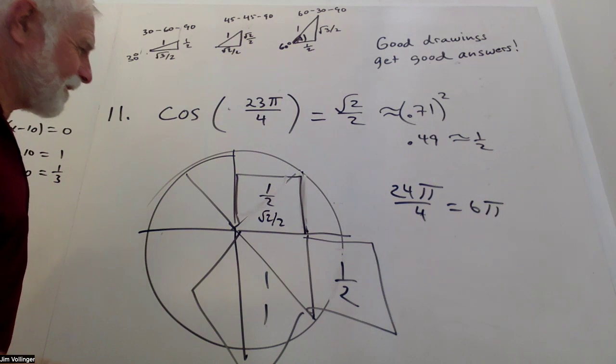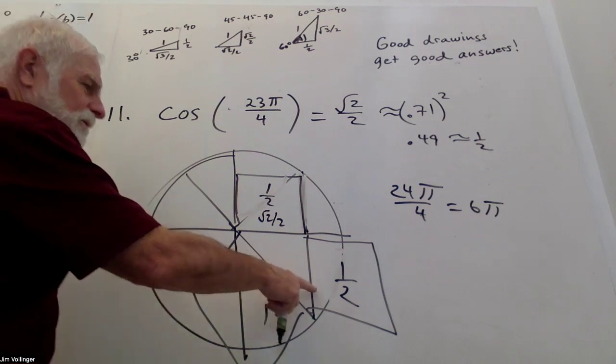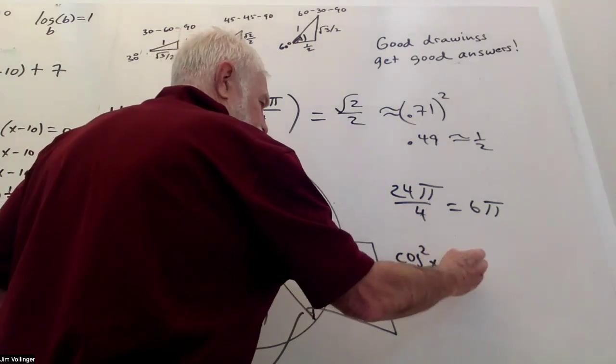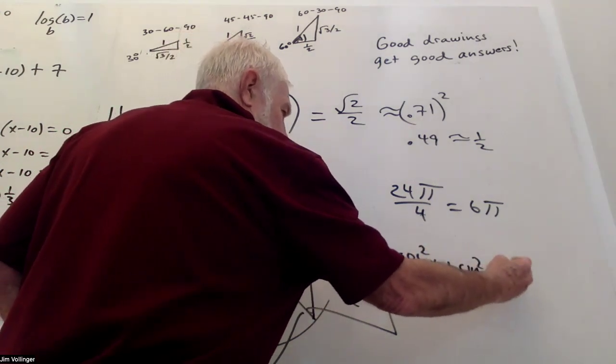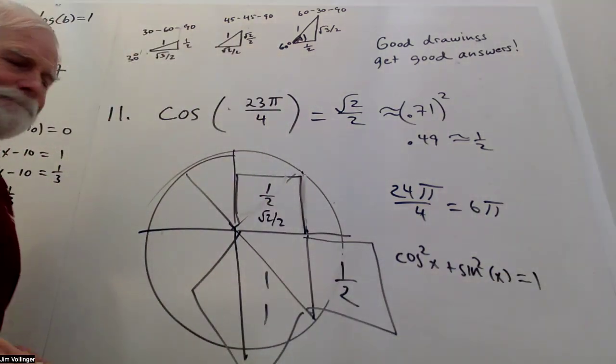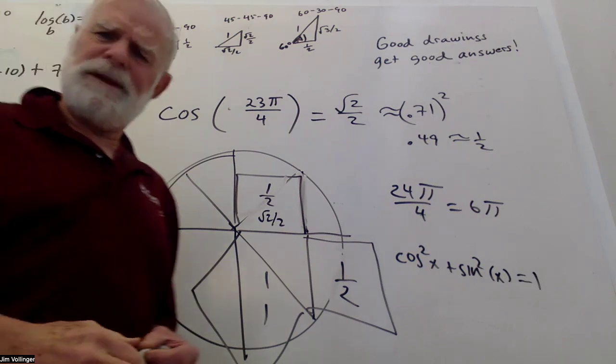Oh, that kind of looks like the cosine squared x plus the sine squared x equals 1 squared, which is 1. I wonder if that happens all the time. Keep an eye out for that.